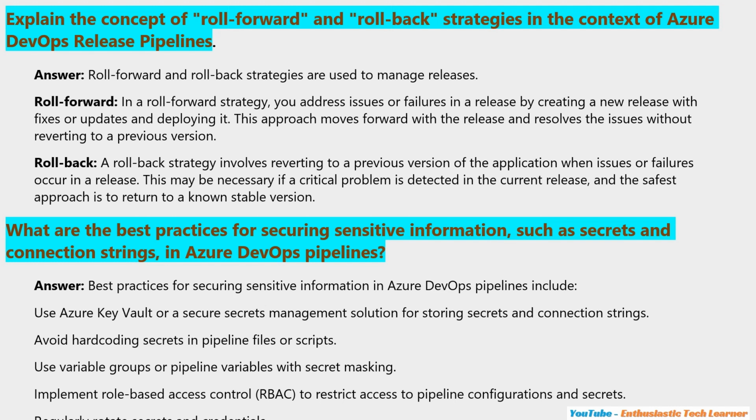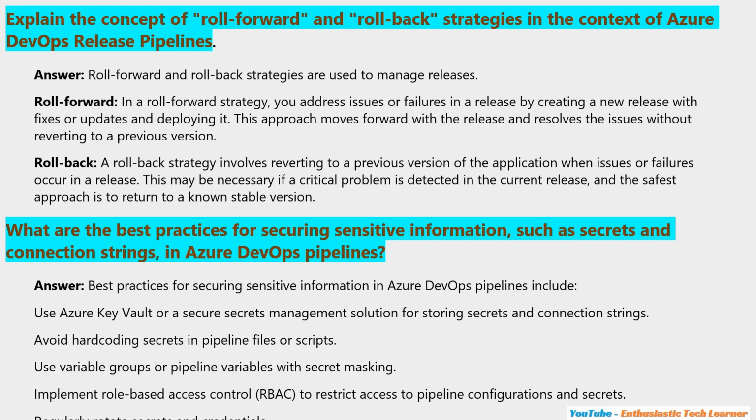Rollback: a rollback strategy involves reverting to a previous version of the application when issues or failures occur in a release. This may be necessary if a critical problem is detected in the current release, and the safest approach is to return to a known stable version.